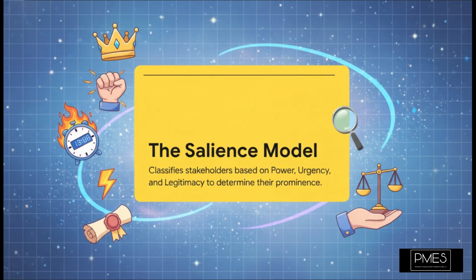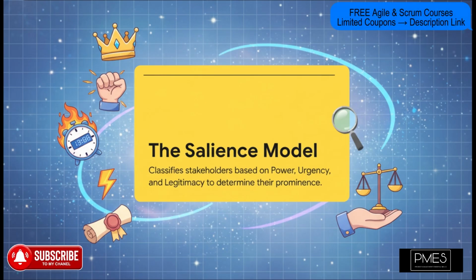Next up, we've got the Salience Model. This one is purpose-built for those huge, sprawling projects with what feels like a million stakeholders. Instead of a grid, this model uses 3 overlapping circles, 3 attributes, to figure out who is most salient or prominent.